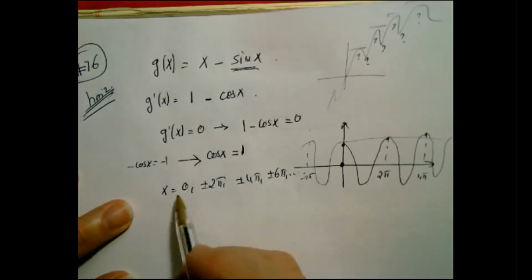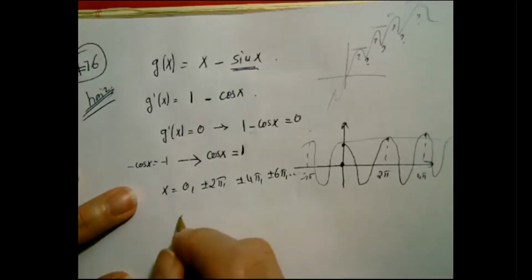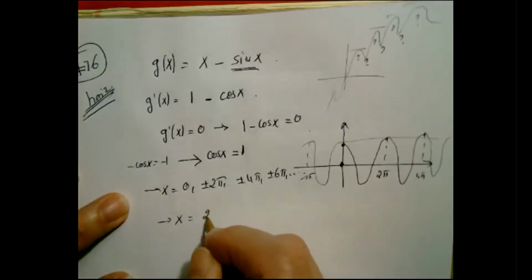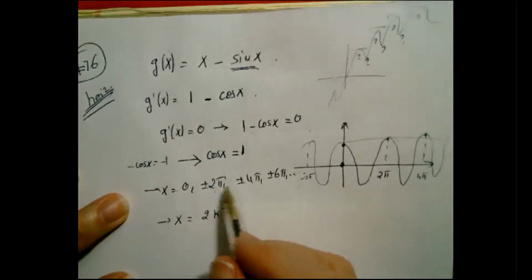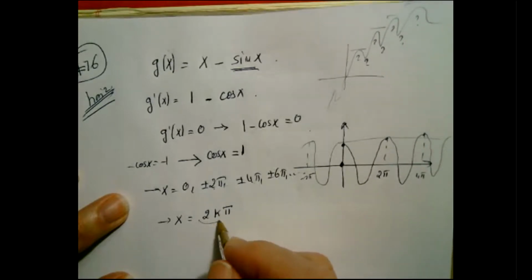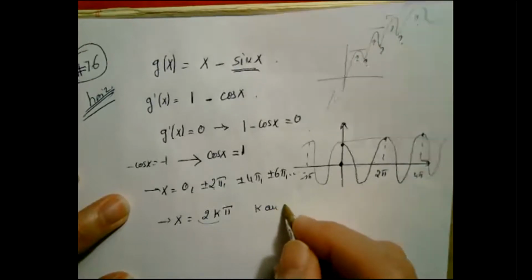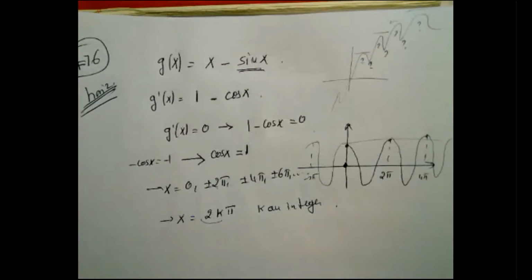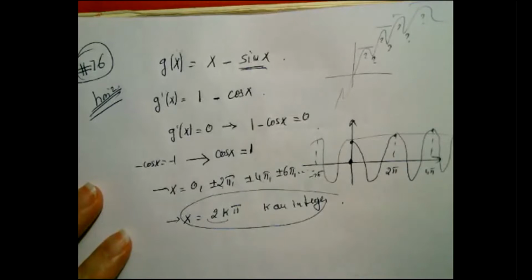Okay, all right. So x equals this, so that's where the value of x is. Another way to write this is x equals 2k pi. Why 2k pi? Because every period is 2 pi, 4 pi, 6 pi. We can summarize this by writing 2k pi, where k is an integer. So the slope is horizontal for all those values: 0, 2 pi, and so on.